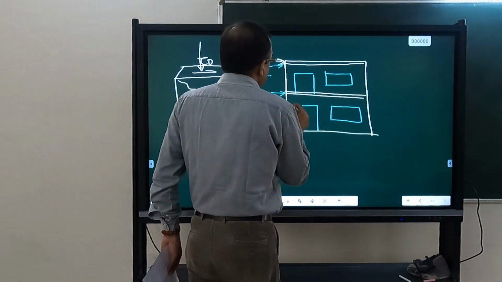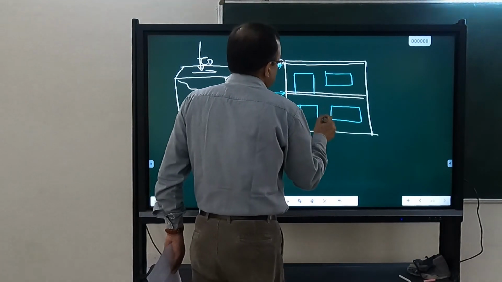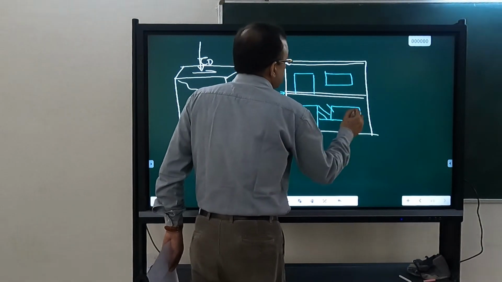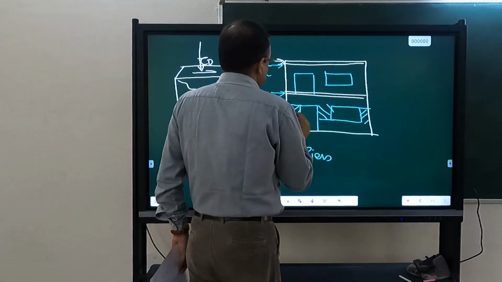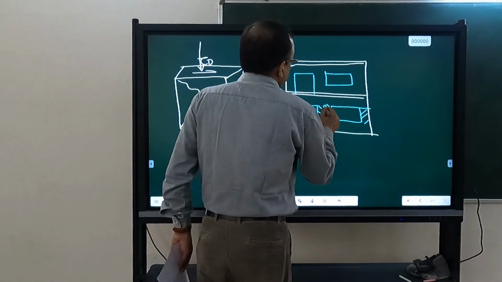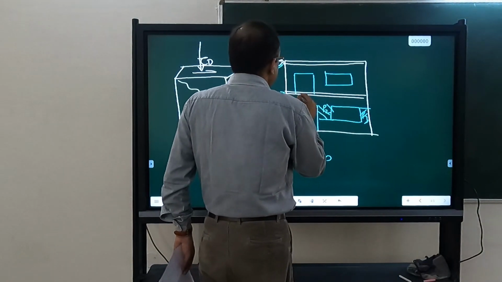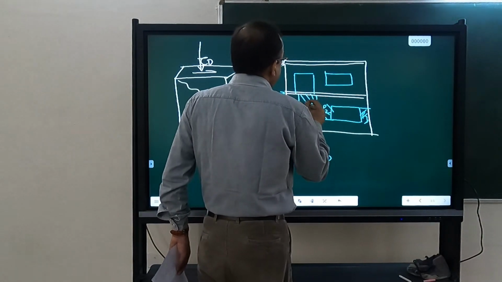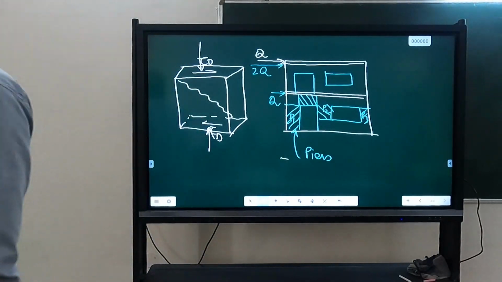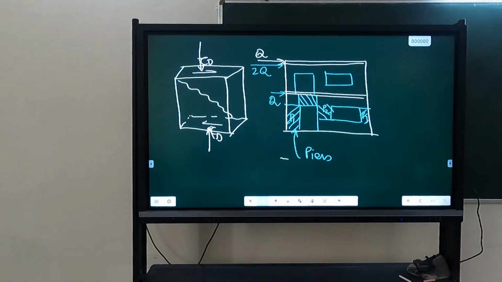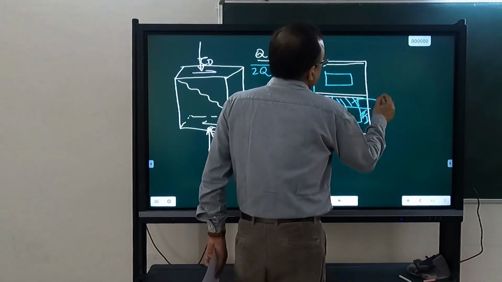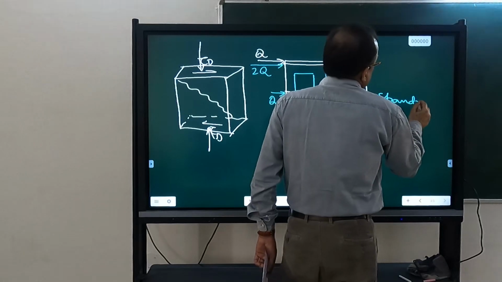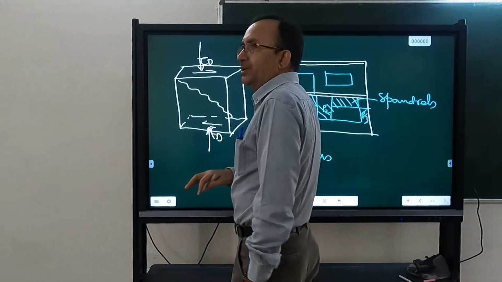So these vertical members are called piers. These are piers: P1, P2, P3. And the horizontal members act like a beam. So what is a spandrel? We have talked about spandrels earlier also in coupled walls. A spandrel is a deep beam. These portions will act as deep beams. These are called spandrels. So these spandrels you can assume to be rigid.